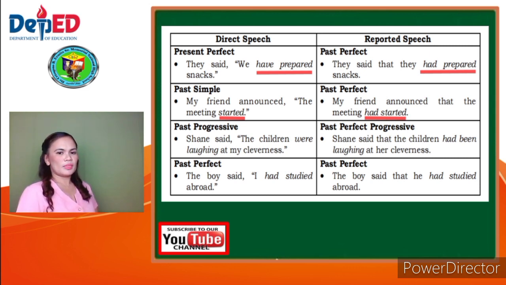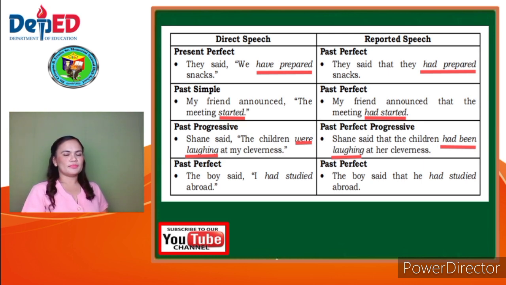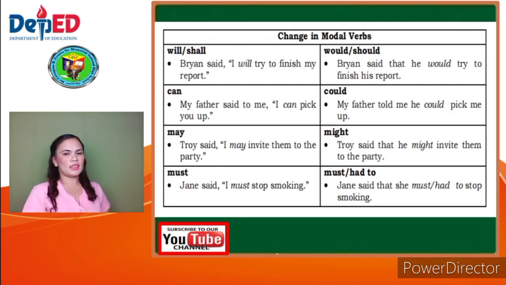Past progressive: Shane said, "The children were laughing at my cleverness." Past perfect progressive: Shane said that the children had been laughing at her cleverness. Past perfect: The boy said, "I had studied abroad." The boy said that he had studied abroad.